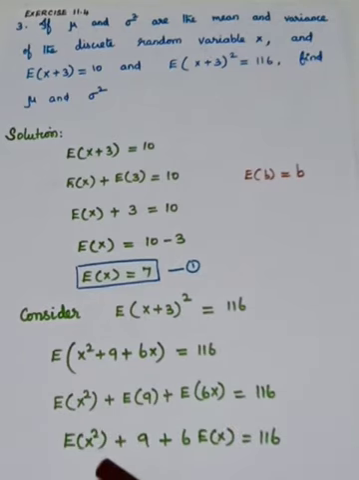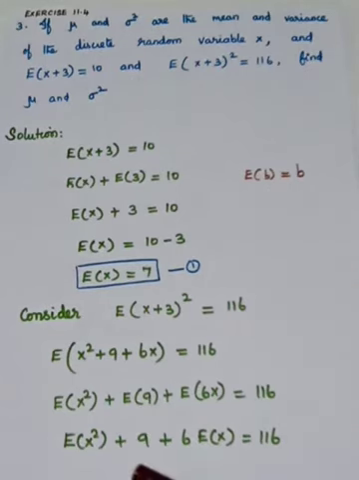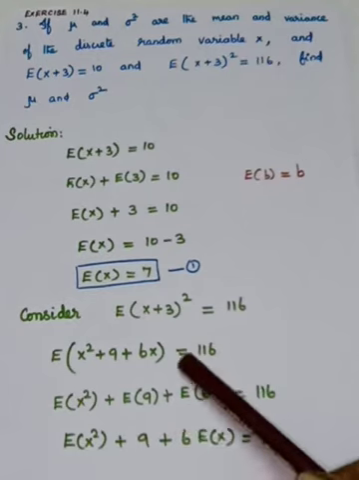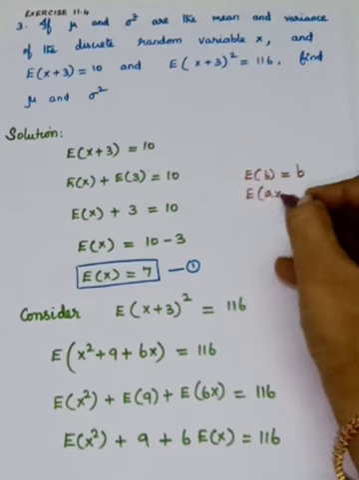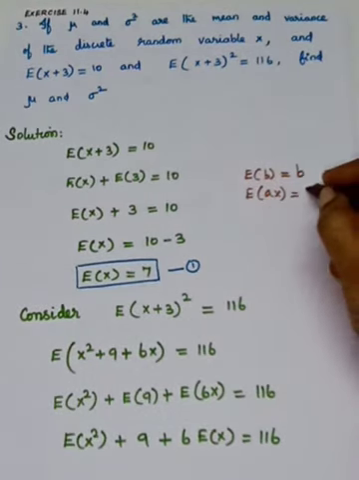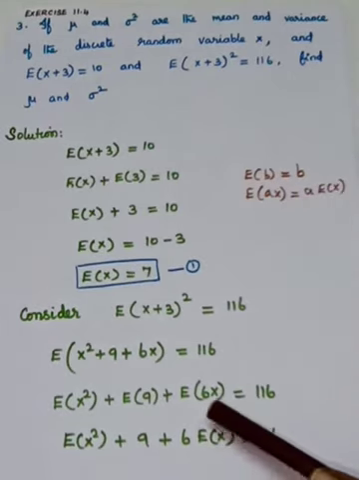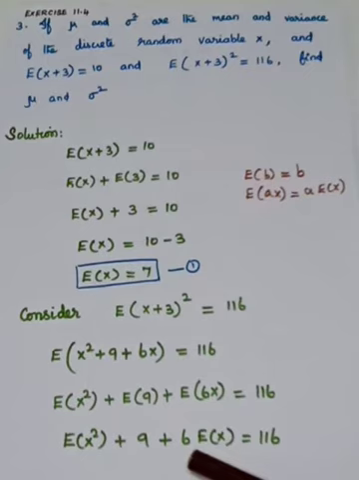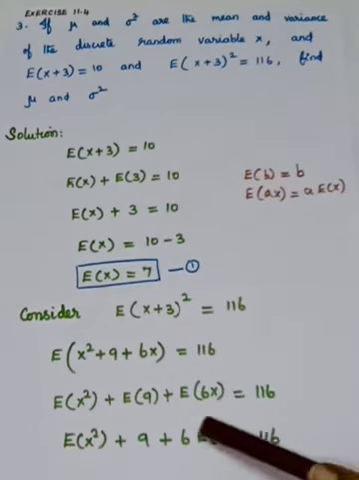So E of x squared you have to write as it is. E of 9, again you have to use this formula. E of b is equal to b itself. So it is 9 plus, how it looks like, E of ax. If you have the expected value of ax, it is nothing but a into E of x. So here in the place of a you are having 6. So it can be written as 6 into E of x is equal to 116. Here E of x, what is it? It is 7. So it can be substituted.